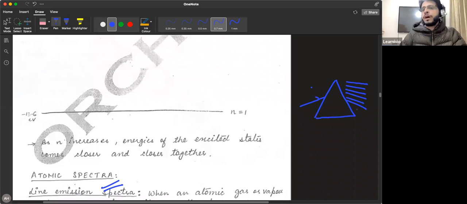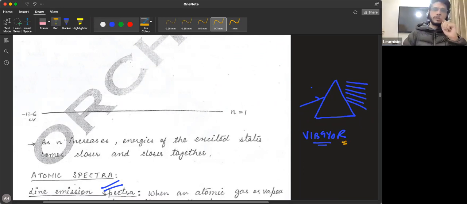From violet to red, you have 7 colors. This is Vibgyor. And this is the spectrum of white light. If you have white light, you can split this light into 7 colors. This is spectrum. So one example of spectrum is this Vibgyor.